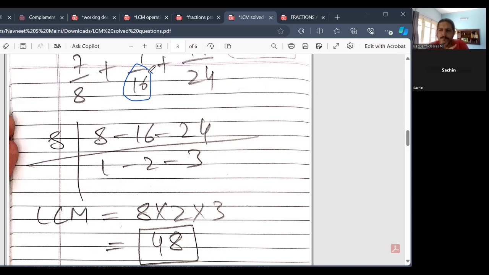Remember, yesterday we had discussed one way of looking at the LCM is just have a table of 8. So 8 ones are 8, 8 twos are 16, 8 threes are 24, 8 fours are 32, 8 fives are 40, 8 sixes are 48. If I take the table of 16, it will be 16 ones are 16, 16 twos are 32, and 16 threes are 48. So LCM is always a number which comes in the table of the respective number.